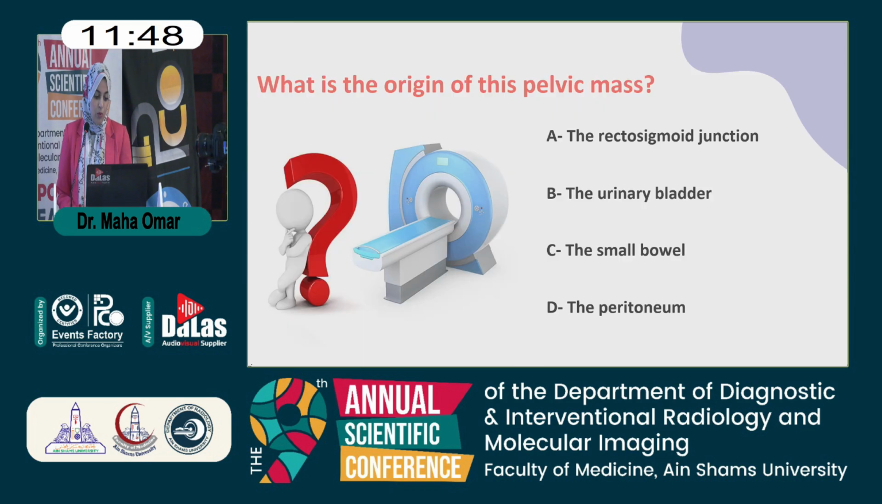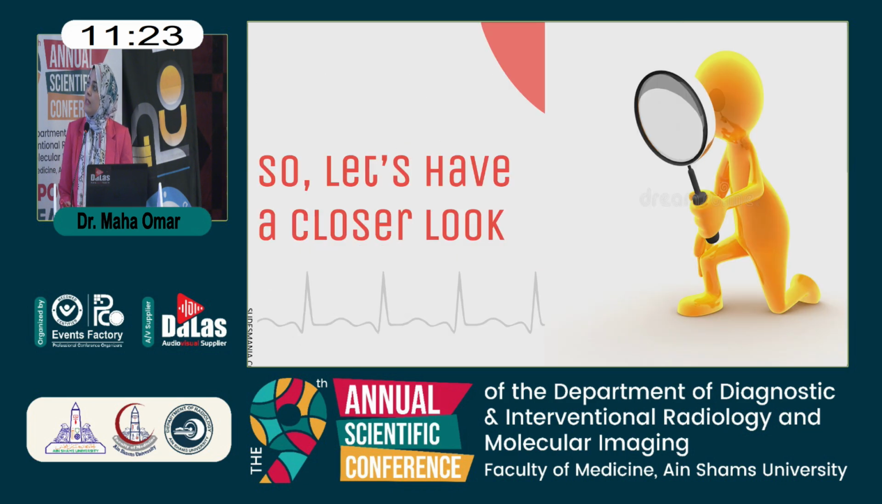So, what is the origin of this pelvic mass? Actually, many of you may say it is originating from the rectosigmoid junction or the upper rectum. On the contrary, if you look closely at the previous images, this will help you to determine the actual location of this mass, which is the distal ileum or the small bowel. So, let's have a closer look.